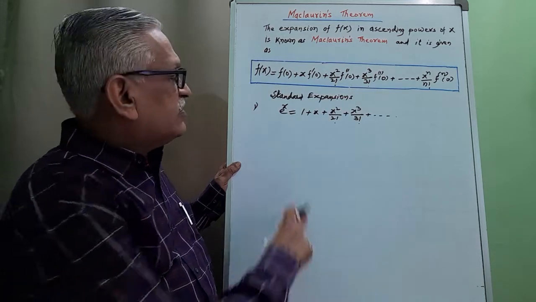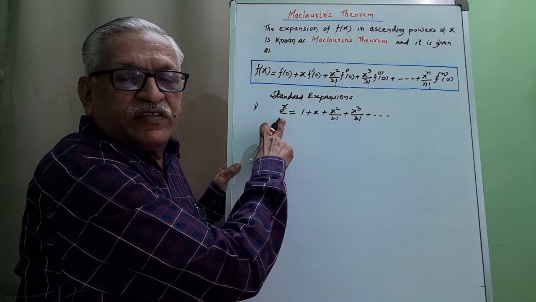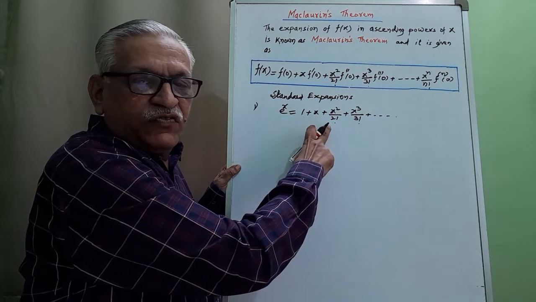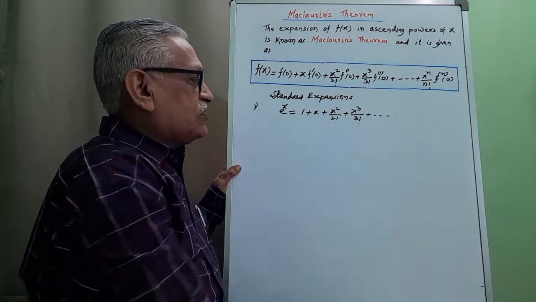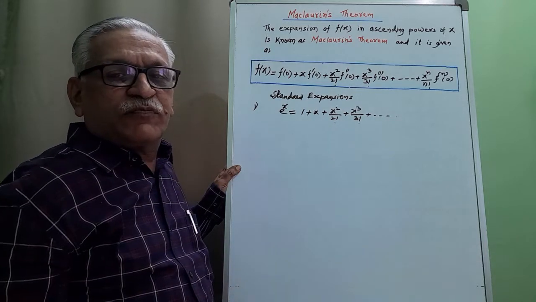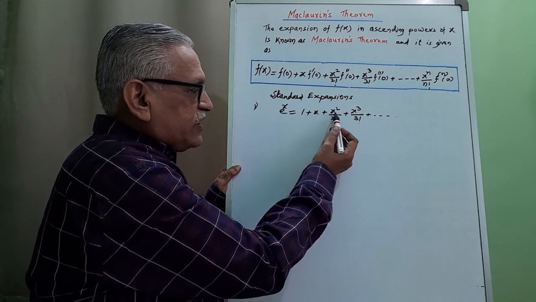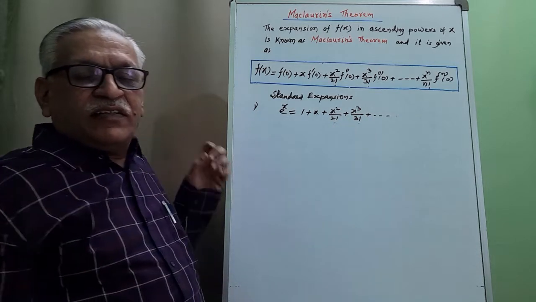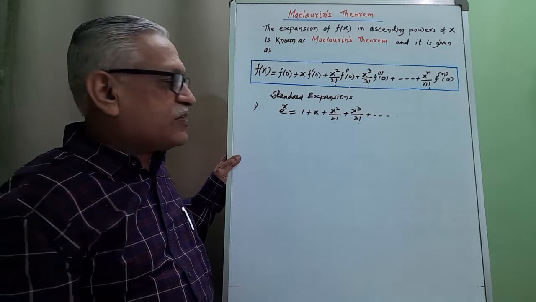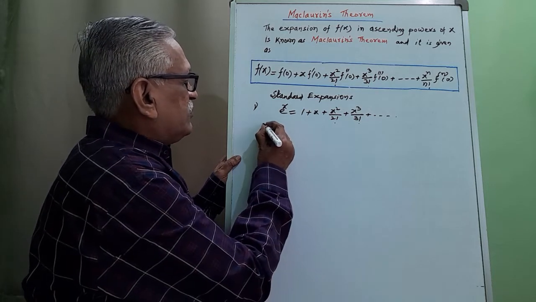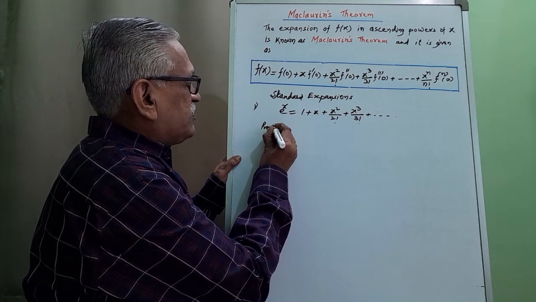First standard result, expansion of e raised to x as 1 plus x plus x square by 2 factorial plus x cube by 3 factorial and so on. If we see the right hand side of this expansion, it is in terms of increasing powers of x, and as it is in terms of increasing powers of x, it becomes the problem of Maclaurin's theorem. Therefore, we try to see the proof of this result.